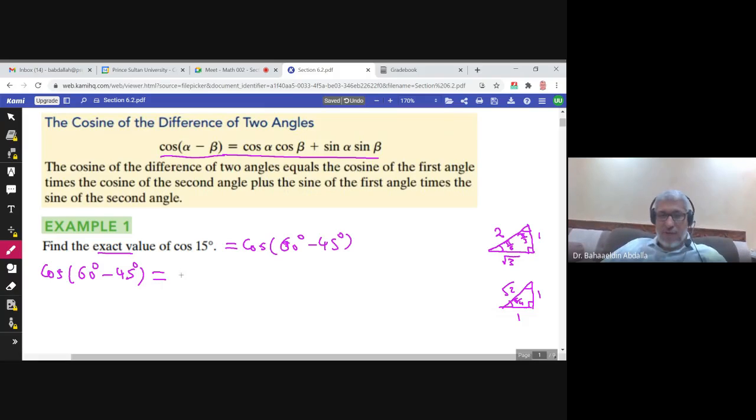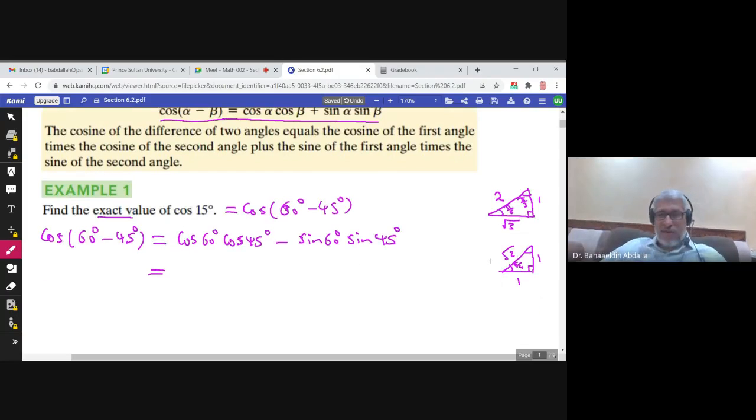So use the formula. It would be cosine 60 cosine 45, so cosine cosine, minus sine 60 sine 45. And you know how to find all of these. So cosine 60, using this triangle, is half, times cosine 45, which is square root of 2 over 2, or 1 over square root of 2, rationalize the denominator, minus sine 60, square root of 3 over 2, times sine 45, square root of 2 over 2.